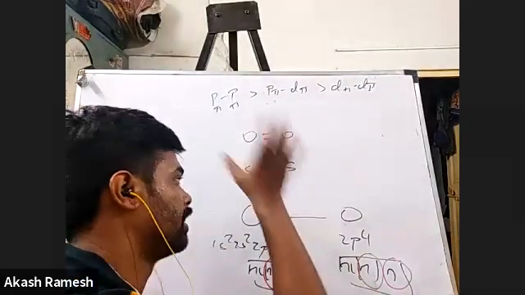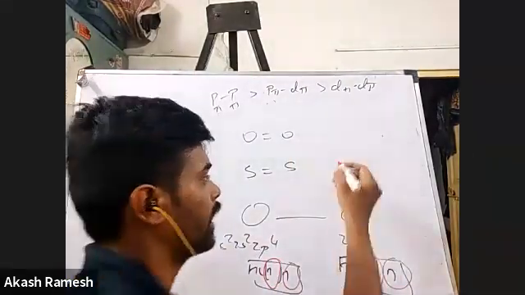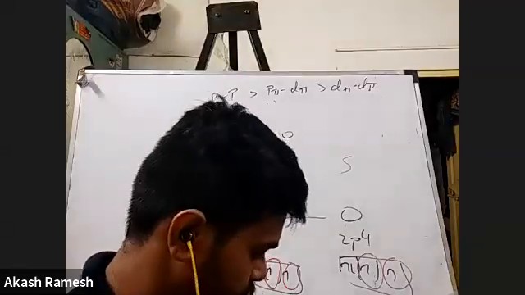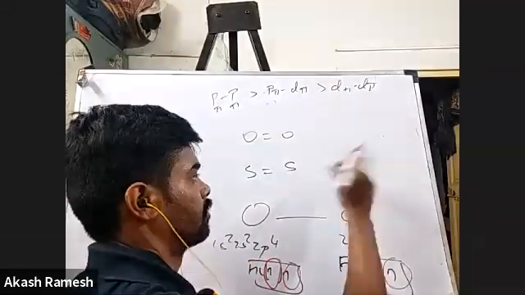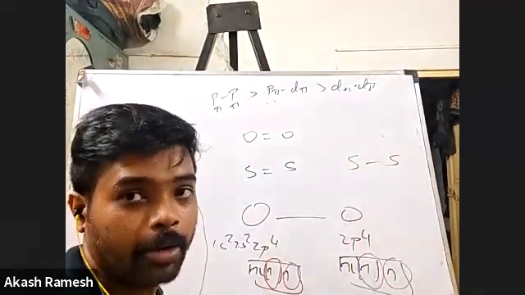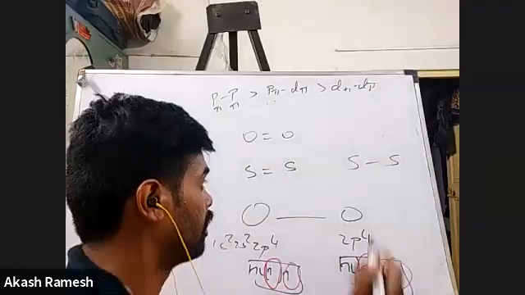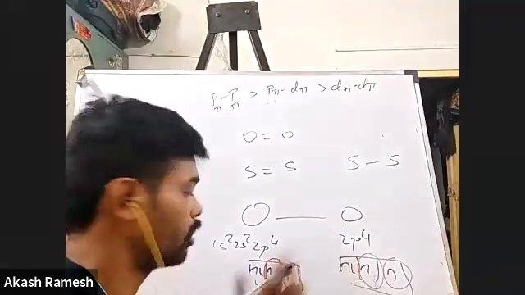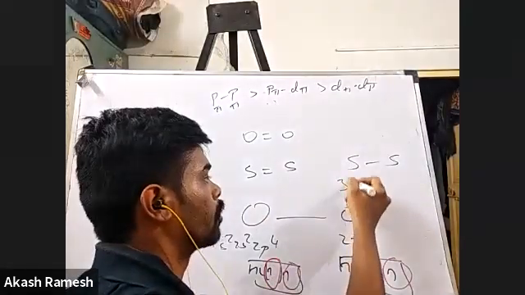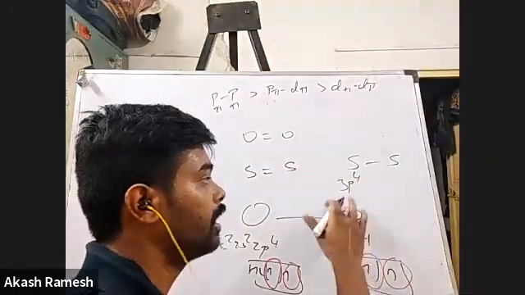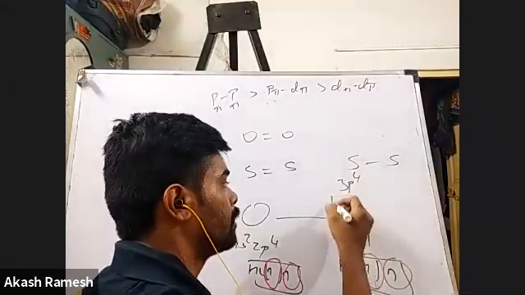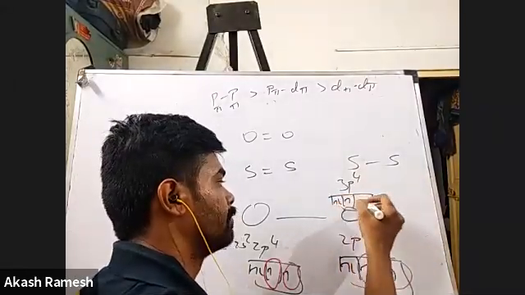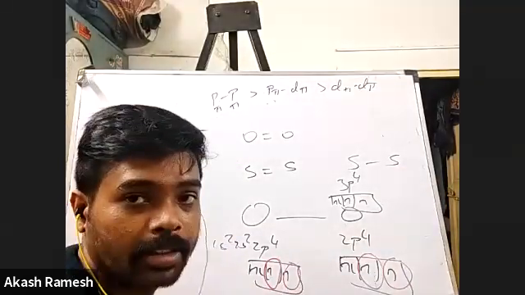Okay, now looking at here, S single bond S. In S, it's the next element after oxygen. So if oxygen is 2p4, this should be 3p4. Hope you remember the periodic table, right? Now this is 3p4, and it's the same thing here also, right?